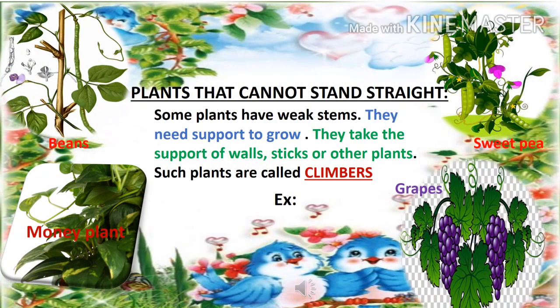Plants that cannot stand straight. Some plants have weak stems. They need support to grow. They take the support of walls, sticks or other plants. Such plants are called climbers. Example, money plant, sweet pea, beans and grapes.